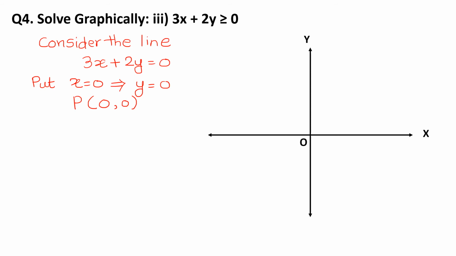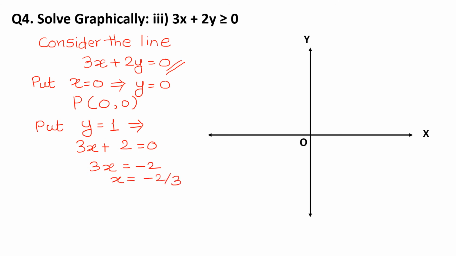Now remember, on the right hand side I have 0, so I cannot directly put y equal to 0 in the equation. I should consider some different value. So let us put y equal to 1. If I put y equal to 1, what do I get? 3x plus 2 is equal to 0. So I get 3x equal to minus 2 and x equal to minus 2 upon 3. So I got the second point on the line as (minus 2 upon 3, 1).